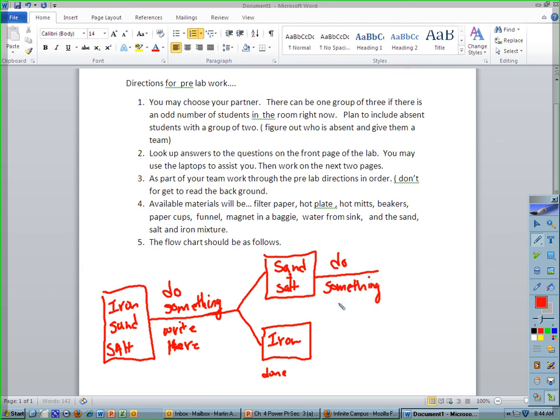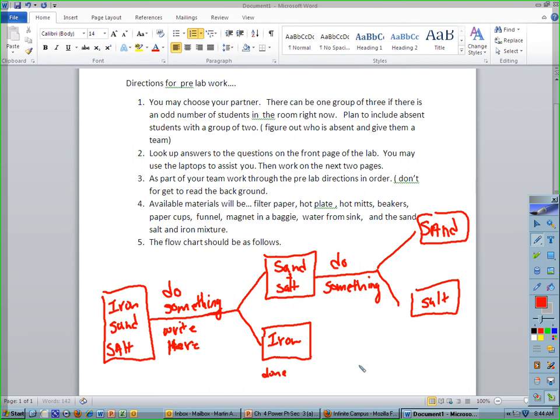Should you be writing "do something" here, or should you be writing what it is that you're actually choosing to do? What it is that you're actually choosing to do. And that something should separate it out into two more. One should be sand, and the other one should be salt. This is a flow chart that shows what you're planning on doing. You'll end up doing two of these before the lab is over.